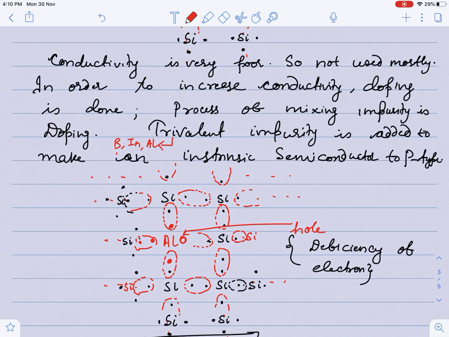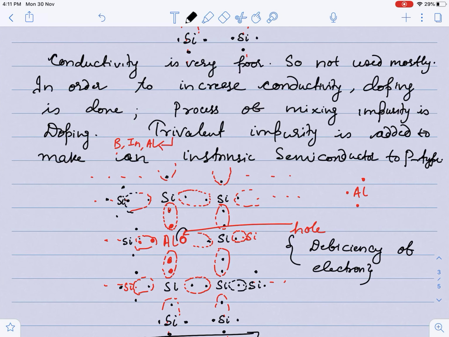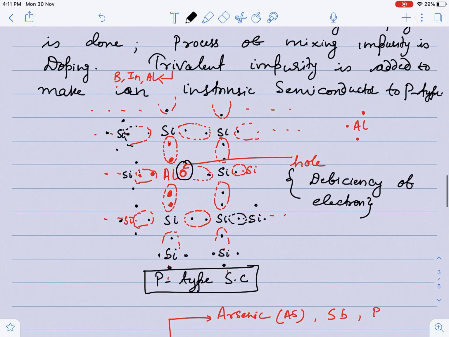So what is trivalent impurity? I have taken aluminium, guys. You know aluminium is trivalent, 1, 2, 3 electrons are there, but it is surrounded by silicon, guys. It is surrounded by silicon, but silicon has 4. So this combines with this, combines with this, combines with this, but this is actually a hole or a vacancy. This is a vacancy which cannot combine with anyone. This is a deficiency of electron, that is hole. So this forms trivalent type of impurity.